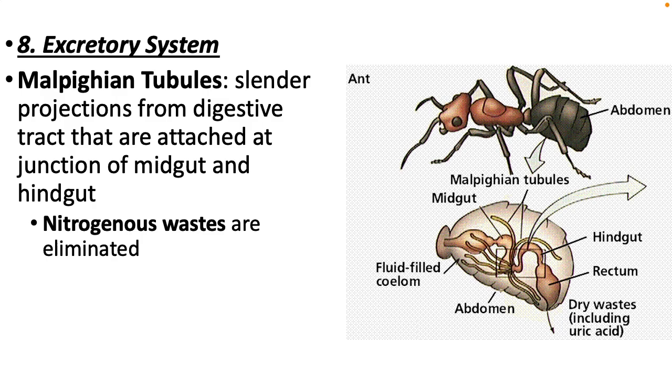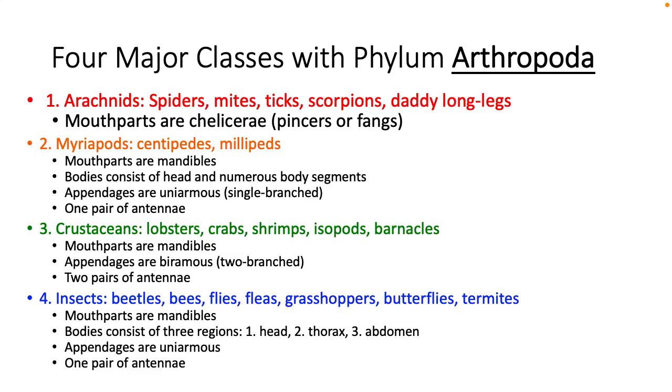All right. Moving on to the four classes within phylum Arthropoda. I'll start with the arachnids, so the red pinkish color background, or actually I don't think I put background colors on this, did I? I just bolded the words color. So red is arachnids. They have specialized mouth parts called chelicerae, which are their pinchers or fangs.